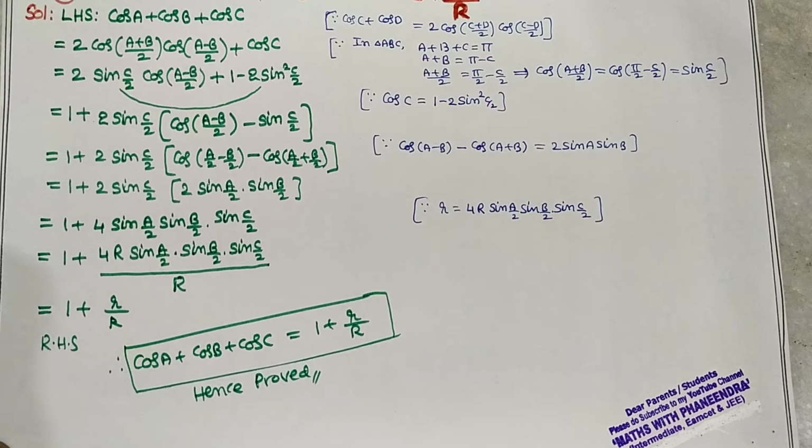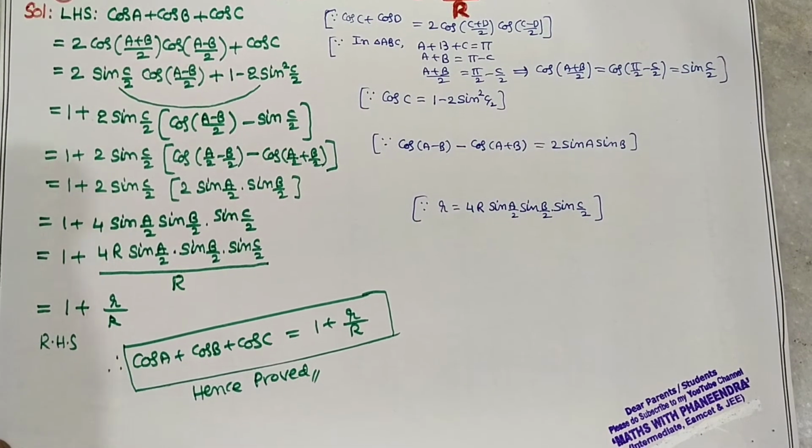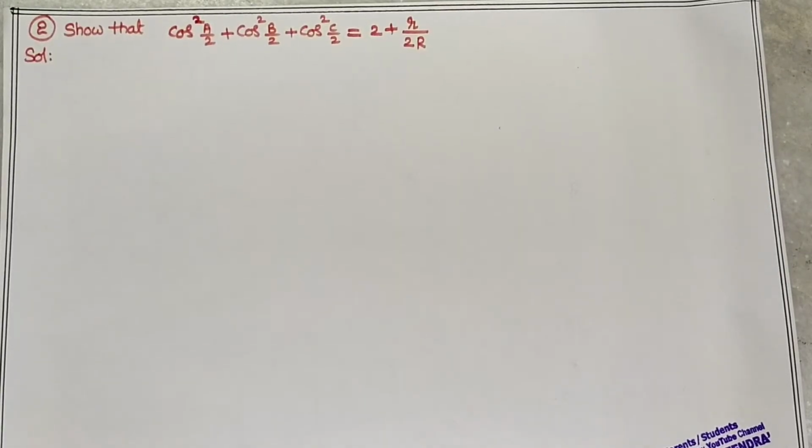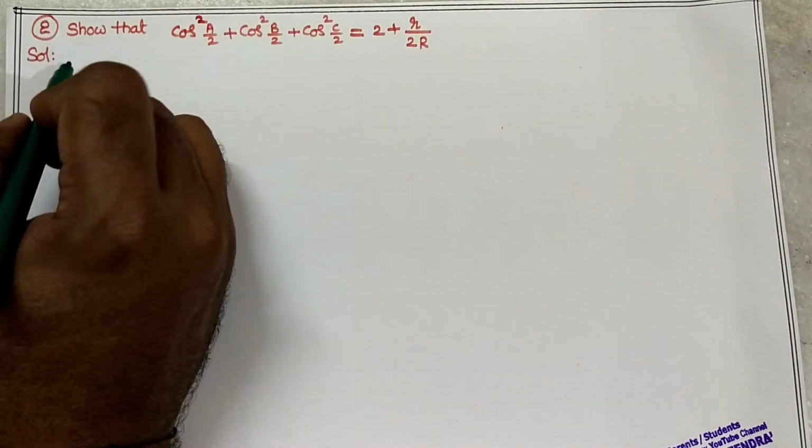We'll move to the next question. Show that cos square A by 2 plus cos square B by 2 plus cos square C by 2 equal to 2 plus small r by 2 into capital R. Consider this problem also related to triangle only. Consider LHS.